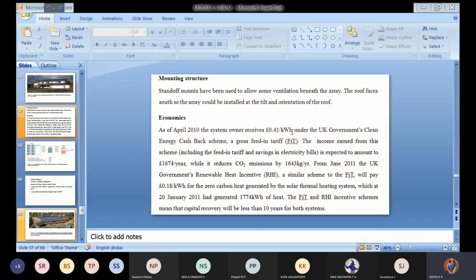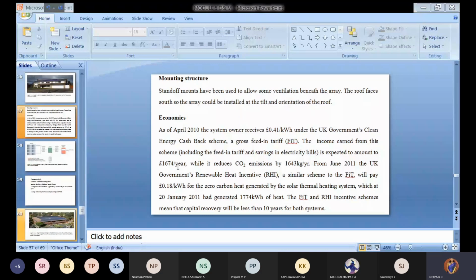Okay, the income earned from this scheme includes the feed-in tariffs and the saving in the electricity bill. Of course, when you hear this, including the feed-in tariff and saving in the electricity bill, the time for recovering the installed amount, the amount invested at the beginning, will be very, very less. And the owner will be the beneficiary for the remaining years, meaning a longer remaining period. So it's expected to amount to $1,674 per year.